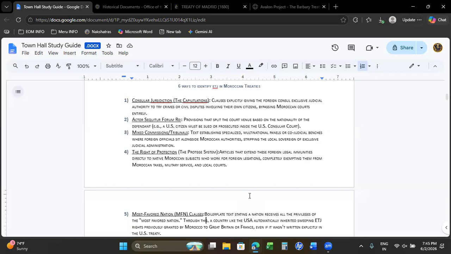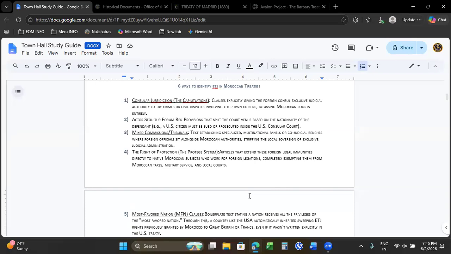Yes, it's long. One, consular jurisdiction, the capitulations. Clauses explicitly giving the foreign consul exclusive judicial authority to try crimes or civil disputes involving their own citizens, bypassing Moroccan courts entirely.